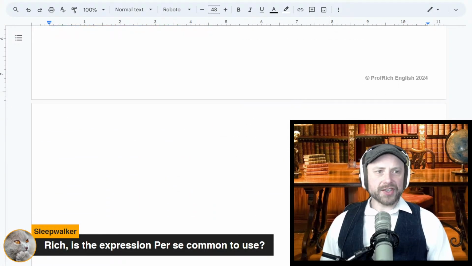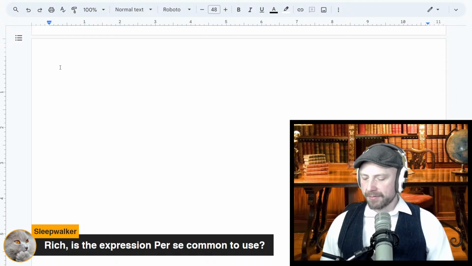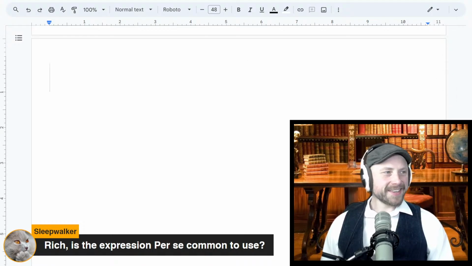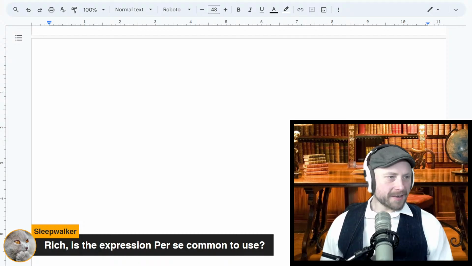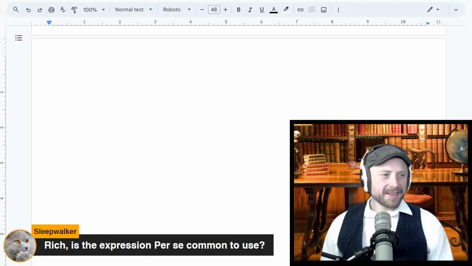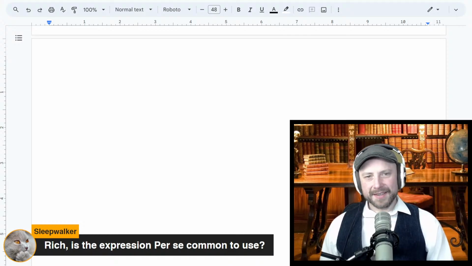Sleepwalker says, is the expression "per se" common to use? Yes, it is. Yes, per se. Yes, absolutely. Although people use it in all kinds of weird ways as well. Like, I think people use it a lot like just "actually". It's not the only thing you can do per se. Yeah, but people do use per se quite a lot.